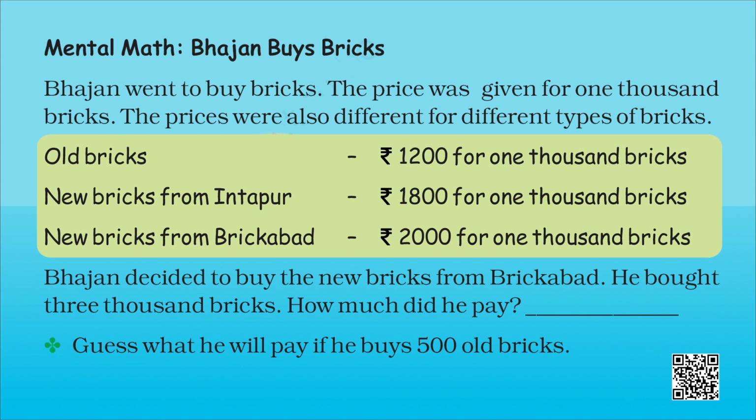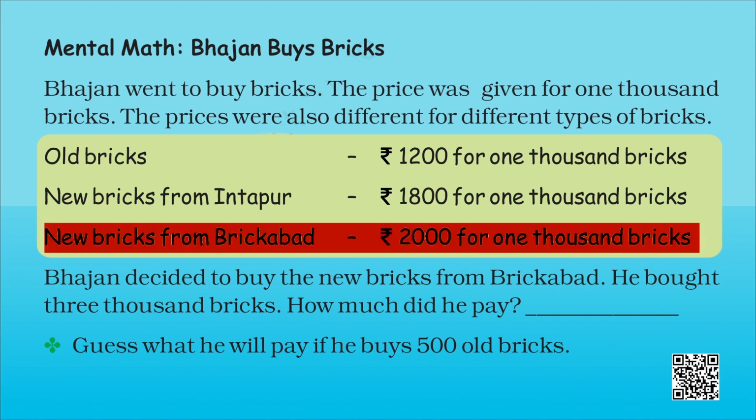Look at this table. Old bricks cost rupees 1200 for 1000 bricks. New bricks from Intapur cost rupees 1800 for 1000 bricks. New bricks from Brickabad cost rupees 2000 for 1000 bricks. Bhajan decided to buy the new bricks from Brickabad. He bought 3000 bricks. How much did he pay?